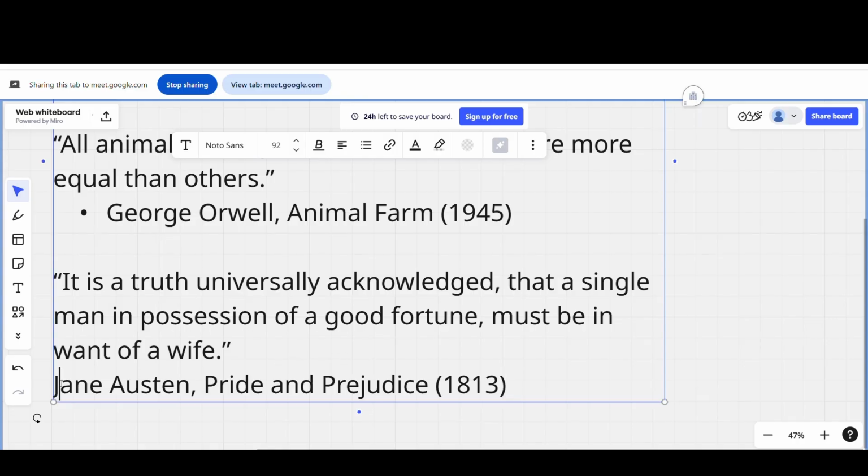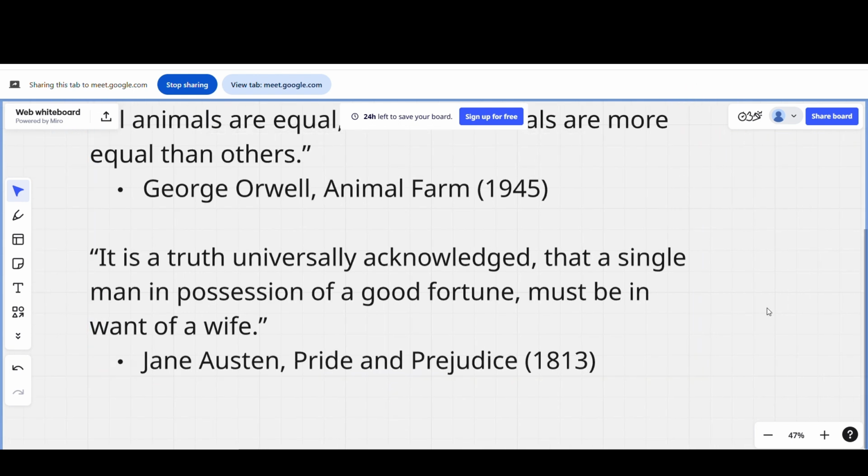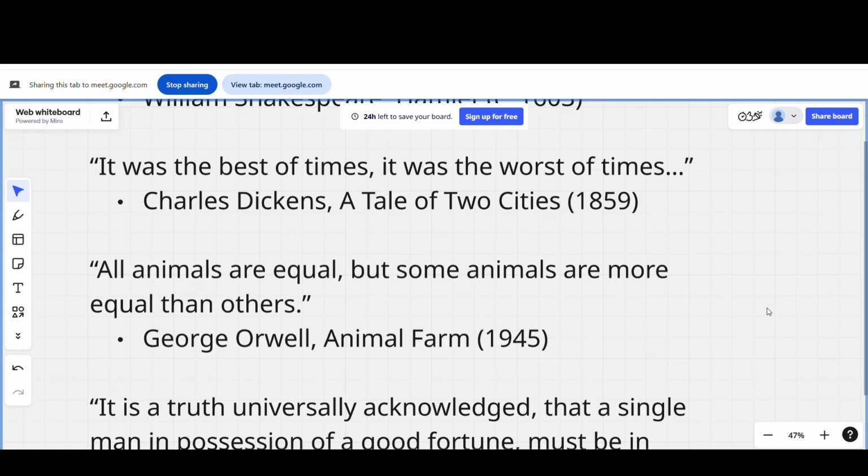It's Jane Austen, Pride and Prejudice. Never forget it. Jane Austen, Pride and Prejudice. This is a very famous line taken from here. So a question can come, when was Pride and Prejudice published? 1813. Who wrote it? Jane Austen. So we are learning in so many ways, right?